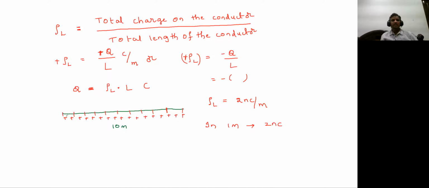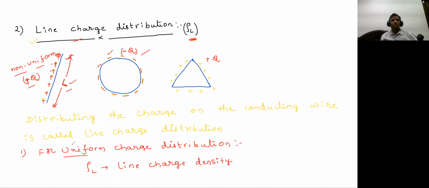That means, this is a 10 meter wire, if the length is same, this is 1 meter and this is 1 meter and so on. This last is also 1 meter. So in every 1 meter, how much is there? 2 nano coulomb of charge, 2 nano coulomb of charge, like this. So everywhere in 1 meter, the charge is same. When the charge on every same length is also same, then we call that type of charge distribution a uniform charge distribution.